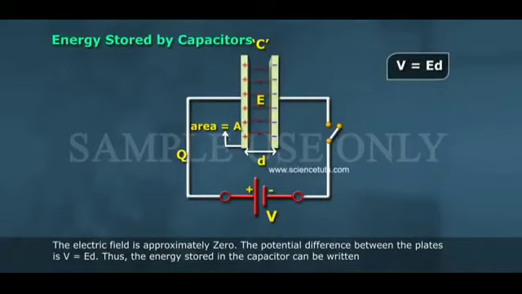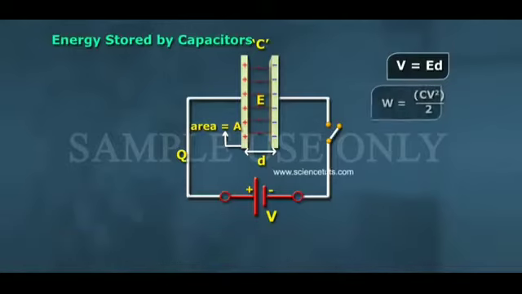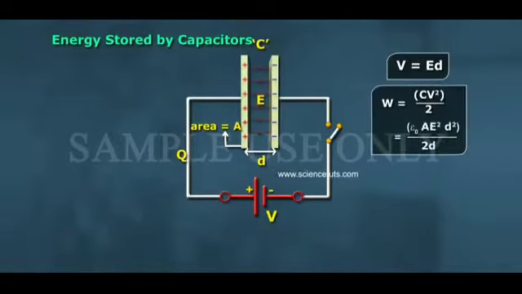So, energy density uE is equal to U by volume. Here V is equal to E d. So, W is equal to CV squared by 2.